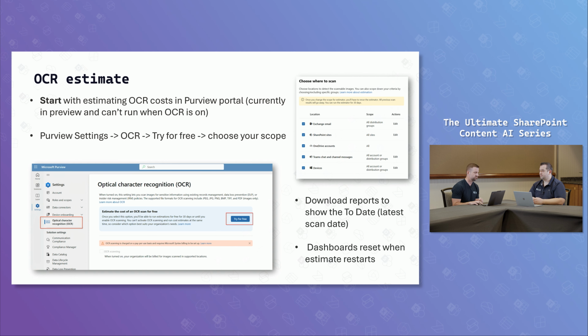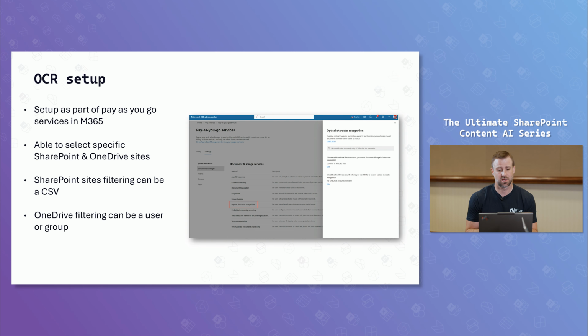Awesome. Now, setting this up, this is set up as part of the Microsoft 365 pay-as-you-go services. The unique part about OCR for this setup is that you are able to pick the specific SharePoint and OneDrive sites that you want OCR to be enabled. So if you want to validate this, or you're worried about cost, and you have a lot of stale data, you don't need to set this up for your entire tenant. You can pick specific SharePoint sites that are important to you or that have potentially risky data that you want to have OCR on, and you can filter that based on CSV.